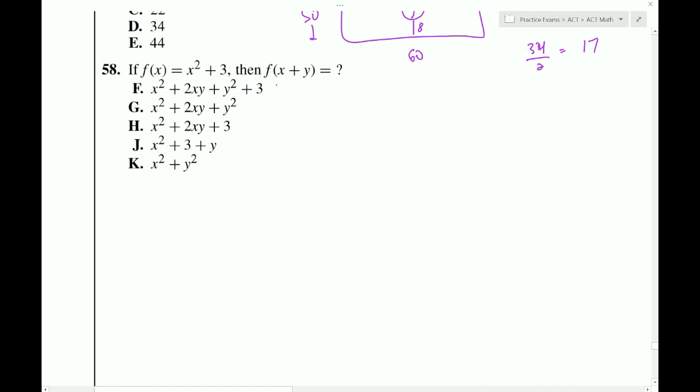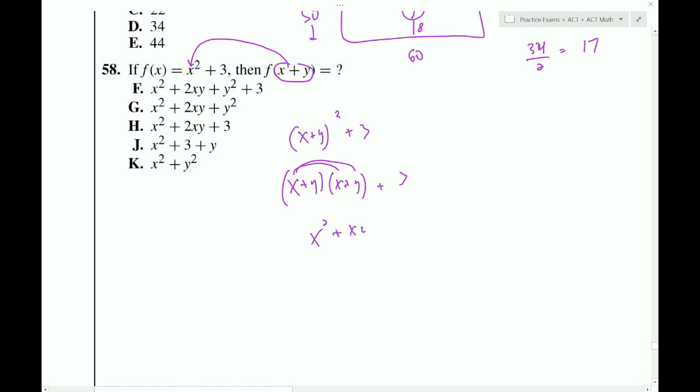If f of x equals this, what is f of x plus y? So x plus y would have to go in for x. This gets squared and then add 3. So then you can actually FOIL this out. Alright, so you do the x times x, get x squared. The outer is xy, the inner is xy, and the last is y squared. And so then you can combine these xy's to make a 2xy. And that's choice F.